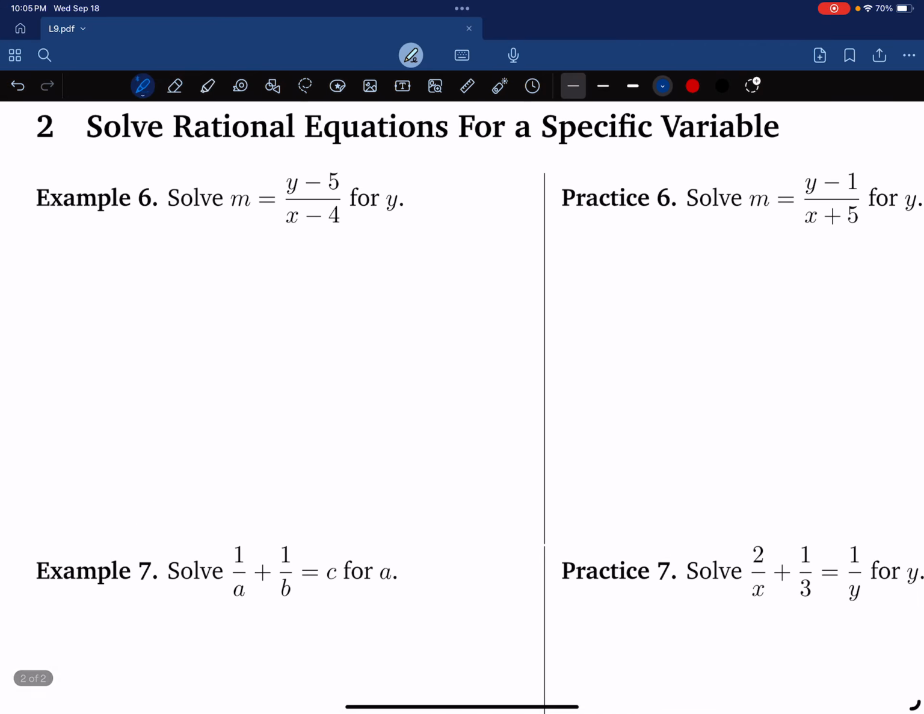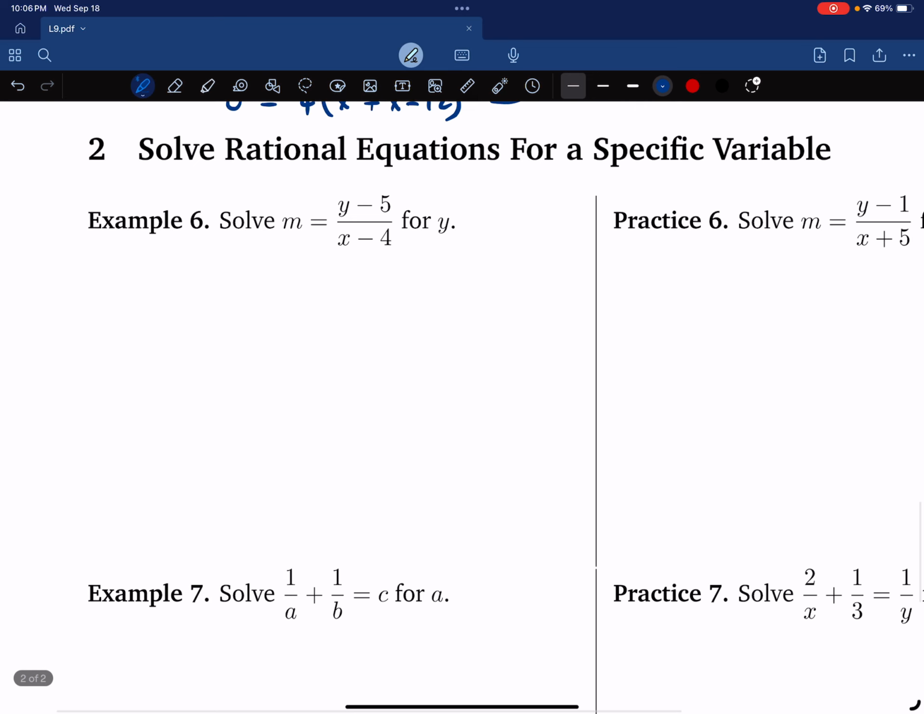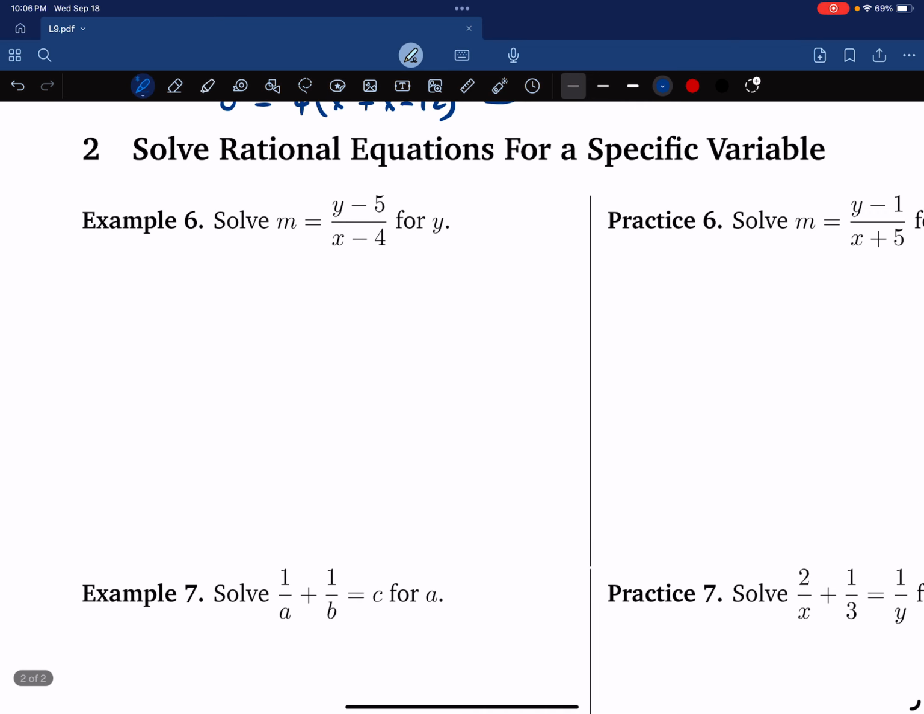The next section is solving rational equations for a specific variable. This one is basically using formulas, and we have multiple variables in the equation. Because we have multiple variables, we cannot get a specific value as the solution. Instead, we will get an algebraic expression as the solution. So let me show you what I meant by that.